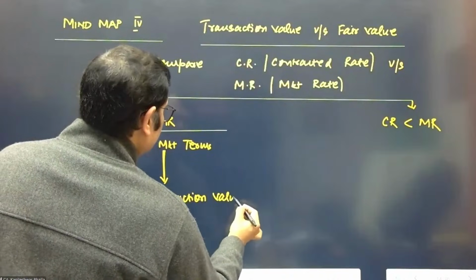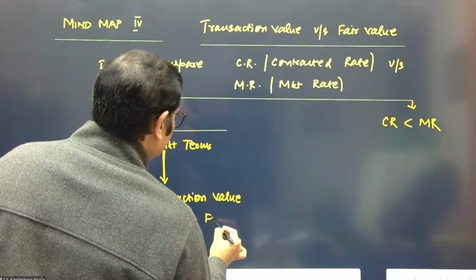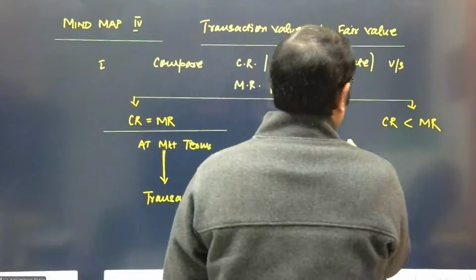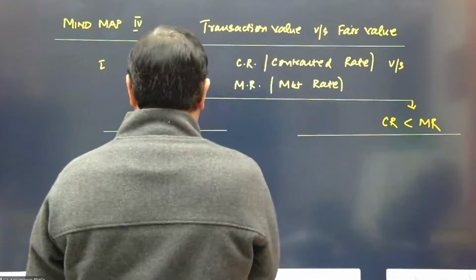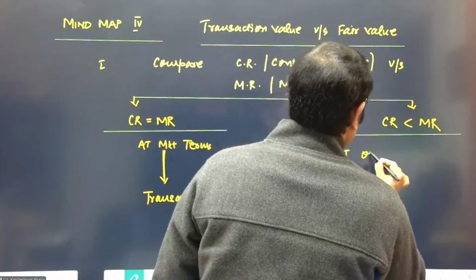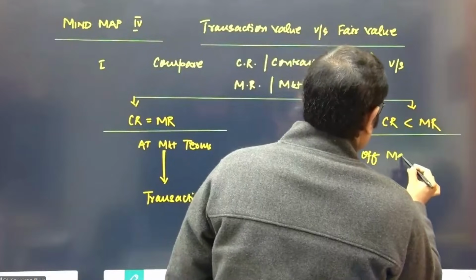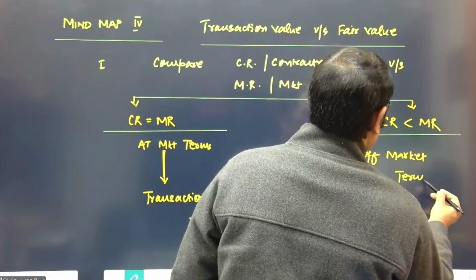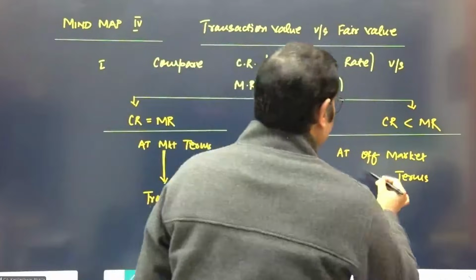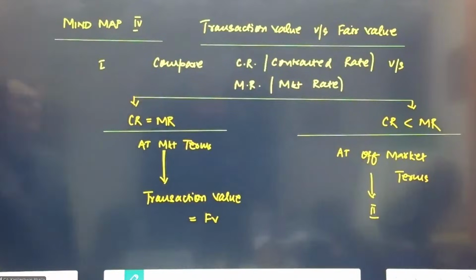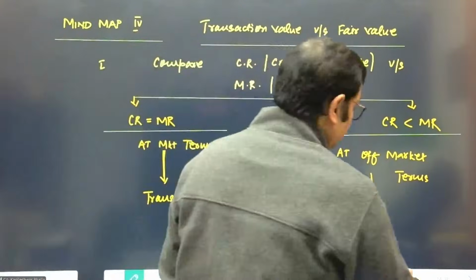In those cases, the transaction value is equal to the fair value. There is no gap. But when the contracted rate is less than the market rate, we can say it is at off-market terms. In this particular case, there is a need to go to step number 2. So the first focus will be comparing the contracted and the market terms.